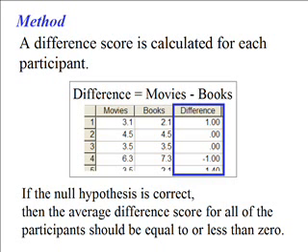Letting you know that there would be absolutely no difference, on average, between how much time people spend watching movies and reading books. So if our average difference score was 0, it would tell us no difference exists between watching movies and reading books. If the average difference score was negative, that would tell us that people are spending more time reading books than watching movies. That is, if you spend 1 hour watching a movie and 5 hours reading a book, you're going to get a -4. And if that happens for lots of people, we're going to be calculating the average of a lot of negative numbers, and so we'll get a negative difference score.